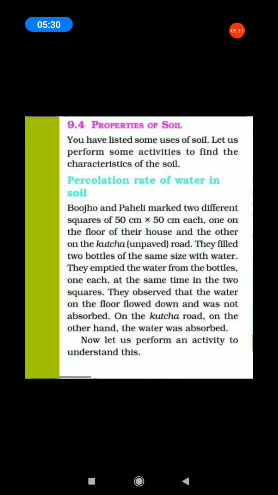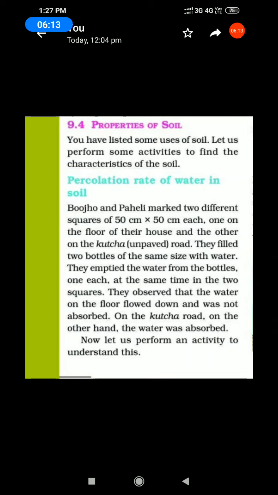Listen, all of you. There is just one small activity given in your book. Two different squares, 50 centimeters each. One on the floor of the house, the other on the road. They filled two bottles of the same size with water. The water from the bottles was poured at the same time into the squares. They observed the water on the floor flowing down. Okay. Then the water was observed.